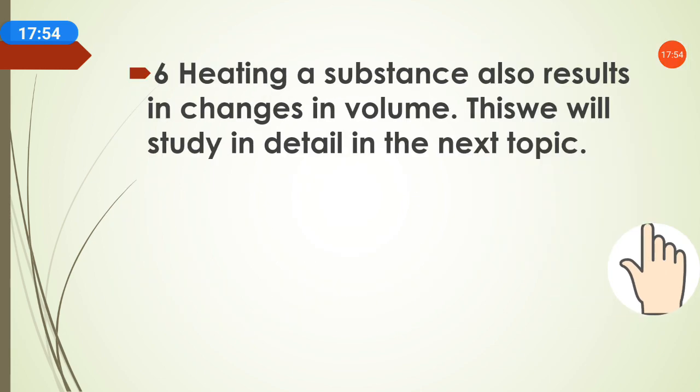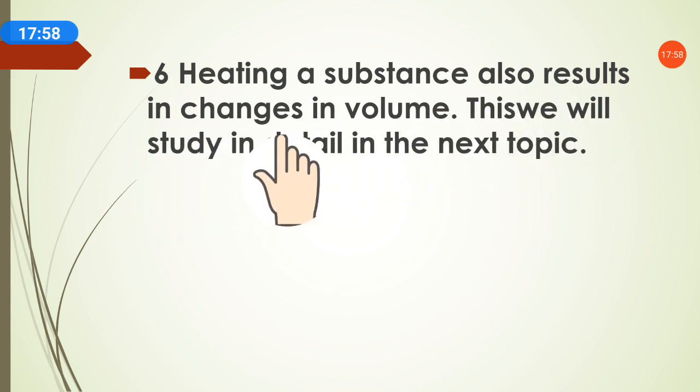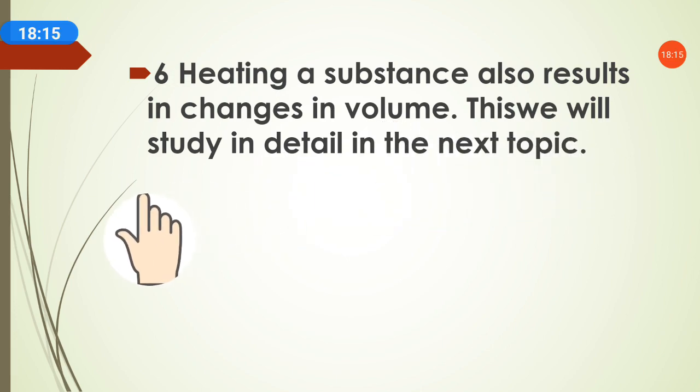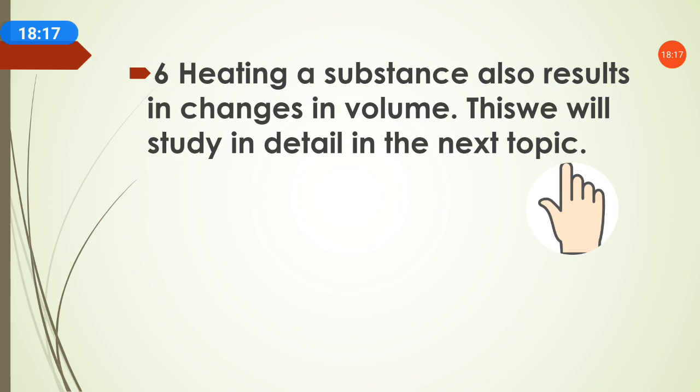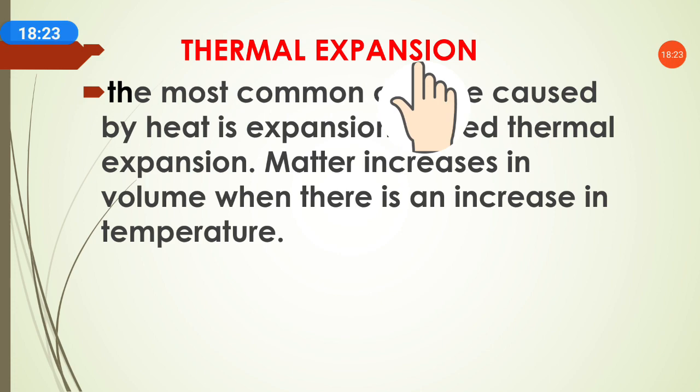Okay, the sixth point is, heating a substance also results in changes in volume. It means when you heat any substance, its volume also changes. Volume means the space covered by a substance, and it starts to expand. Expansion means the volume can change. This we will study in detail in the next topic. The next topic is thermal expansion.